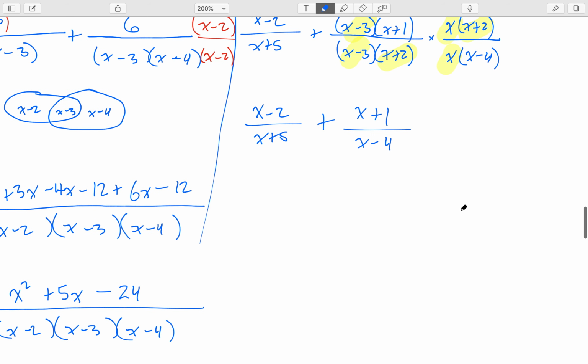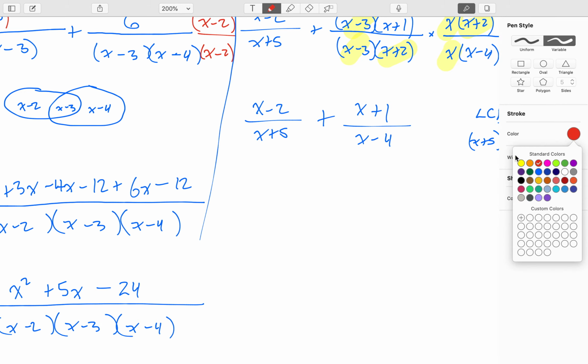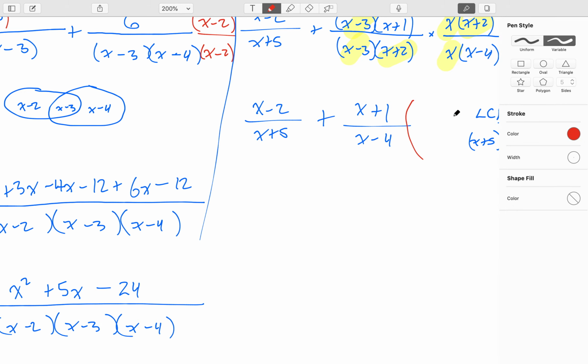When I'm adding fractions, I need a common denominator, and these two don't have anything in common. So the LCD is really just going to be one times the other, right? It's going to be x plus 5 times x minus 4. So I need both of those. So let's put them in. Yay, let's do this in red. So here, what am I going to be multiplying top and bottom? I need the x plus 5. I have to do it to both top and bottom because that way I'm multiplying by 1.